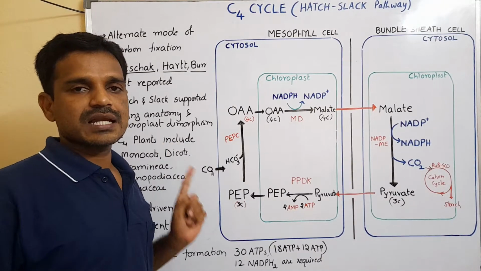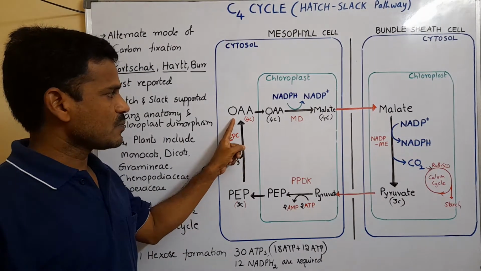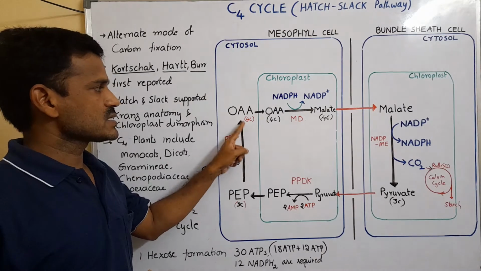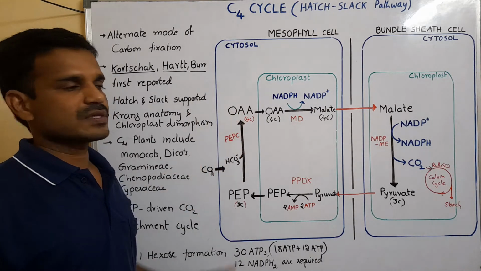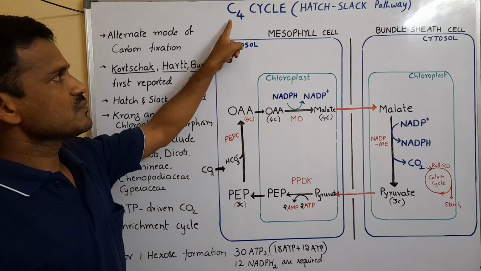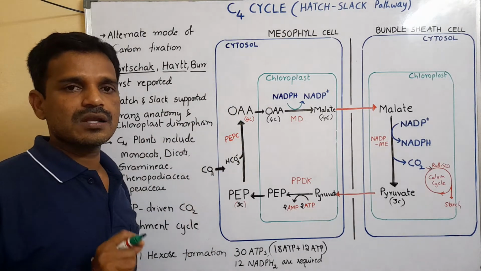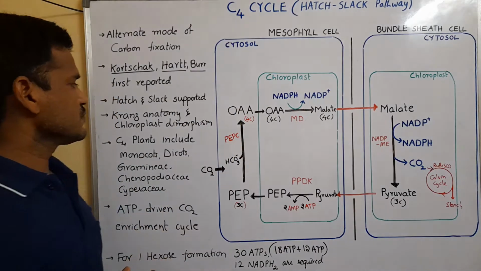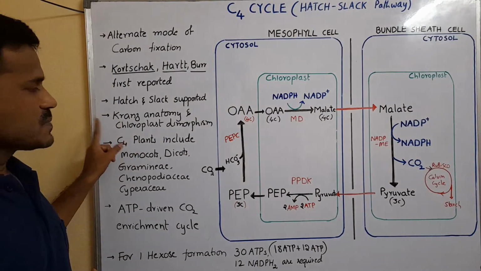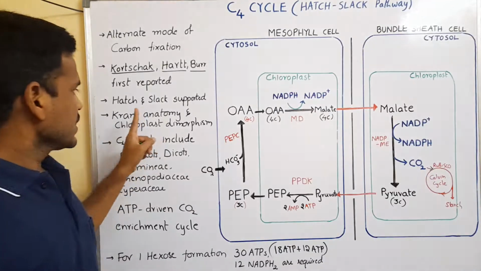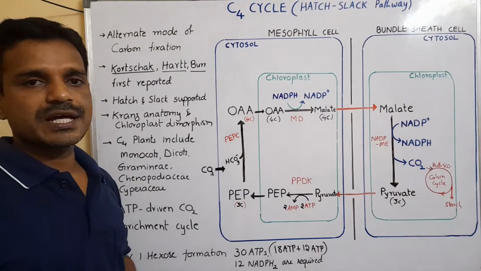According to Hatch and Slack, the first produced stable compound is 4-carbon oxaloacetic acid. That's why it is called the C4 cycle. 4-carbon oxaloacetic acid is the first stable compound in the C4 cycle. And these C4 plants show Kranz anatomy and chloroplast dimorphism.